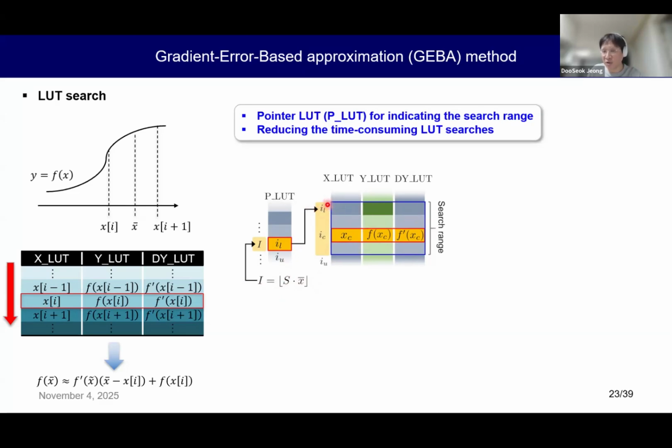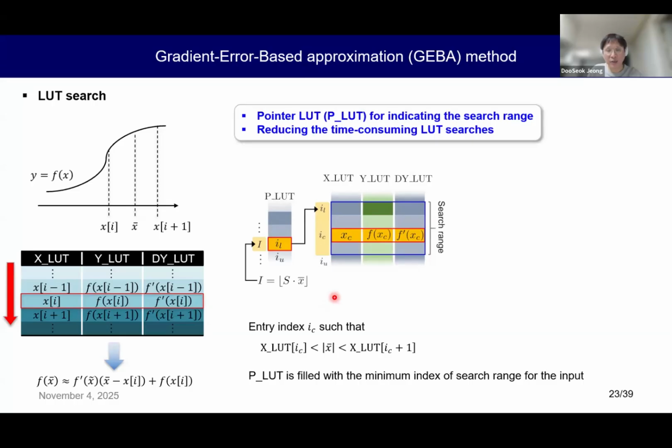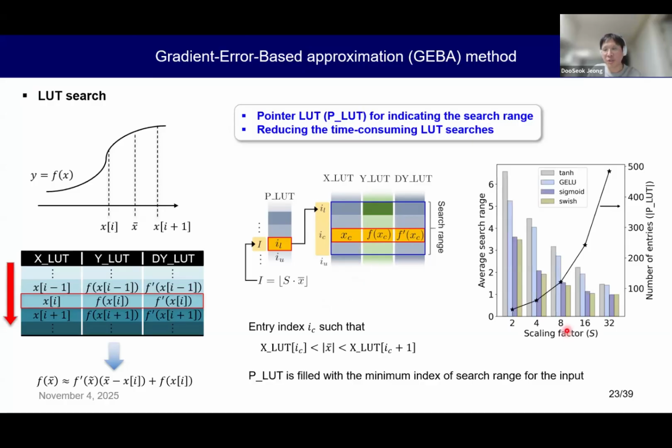So you only need to search a certain range of the input. That way you don't need to search for the value in the whole lookup table, right? In that way, you can accelerate this search, and also reduce the search domain. In fact, we have a scaling factor of 8, and you can take a look at it. The average search range is not large, about between 1 or 2 or something, right?